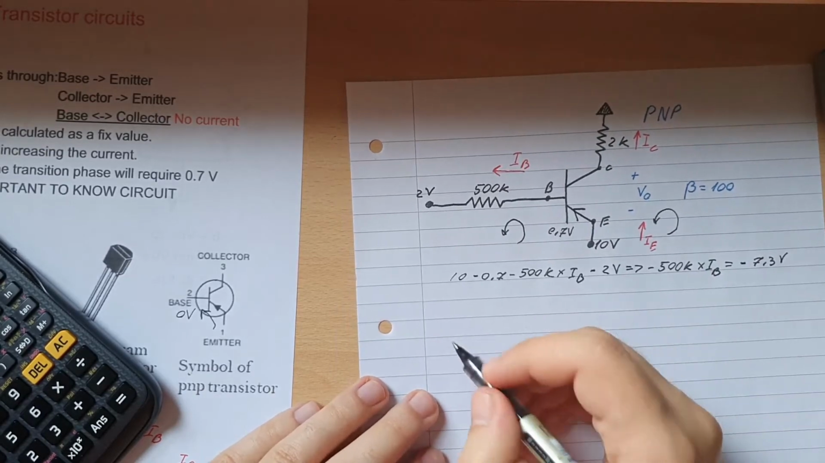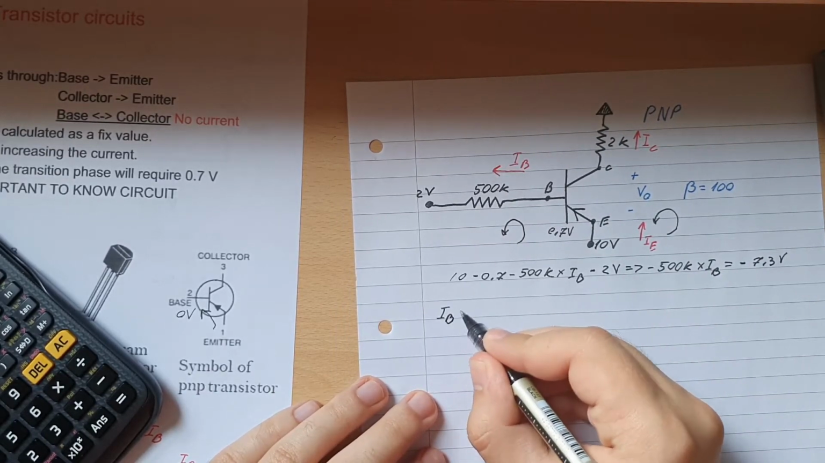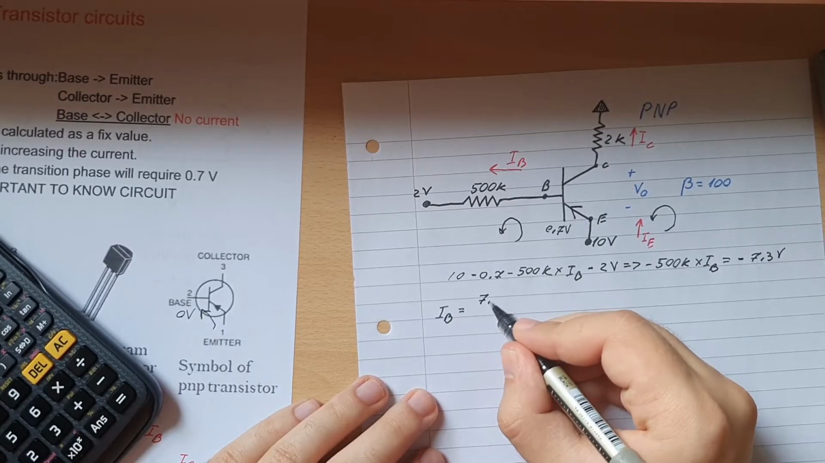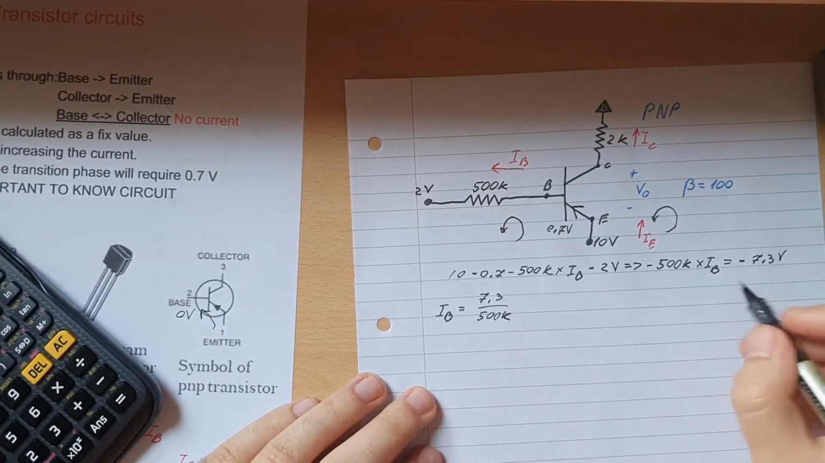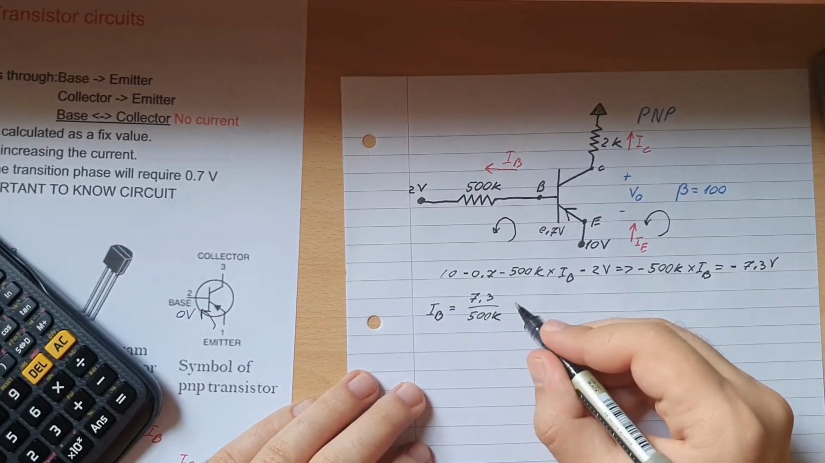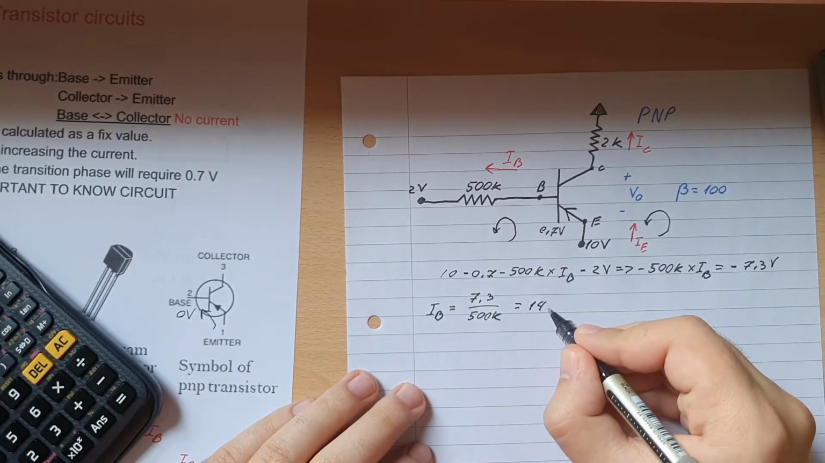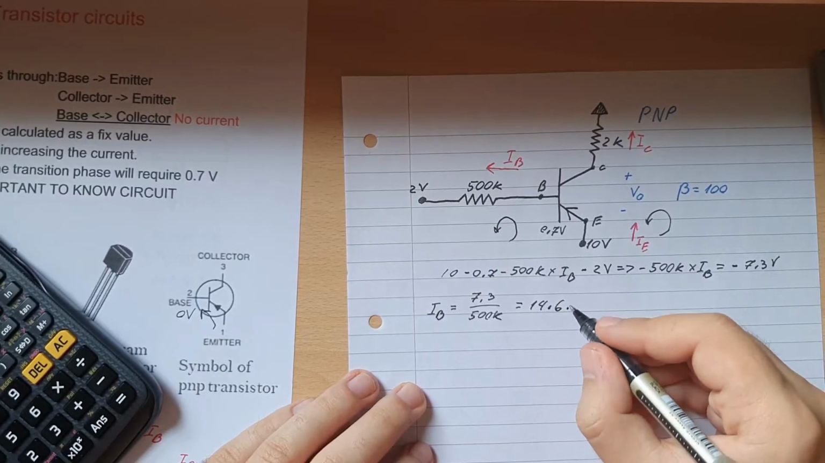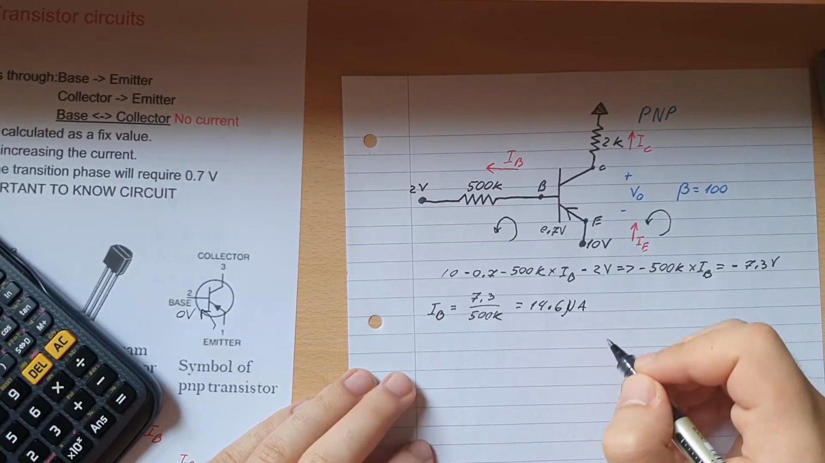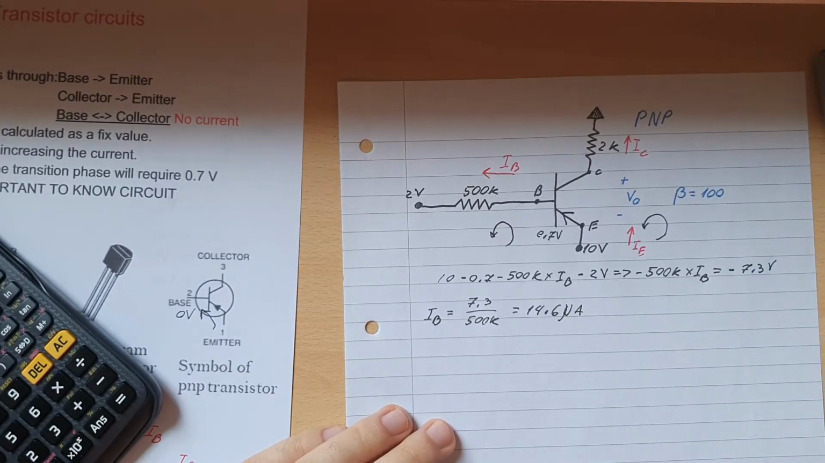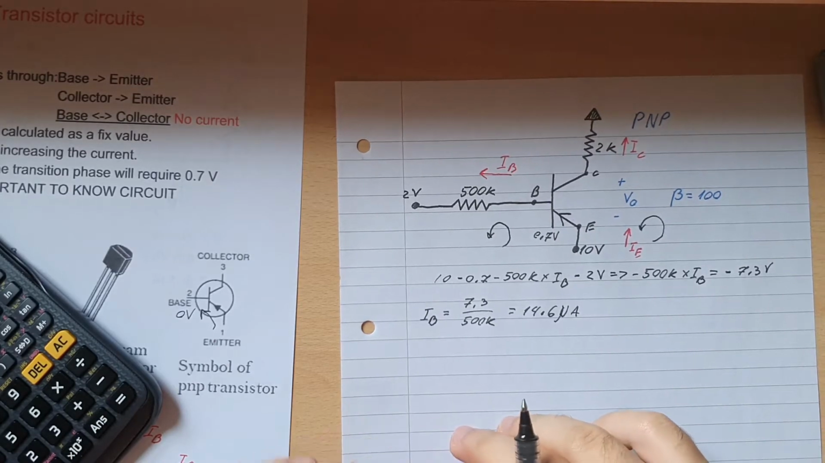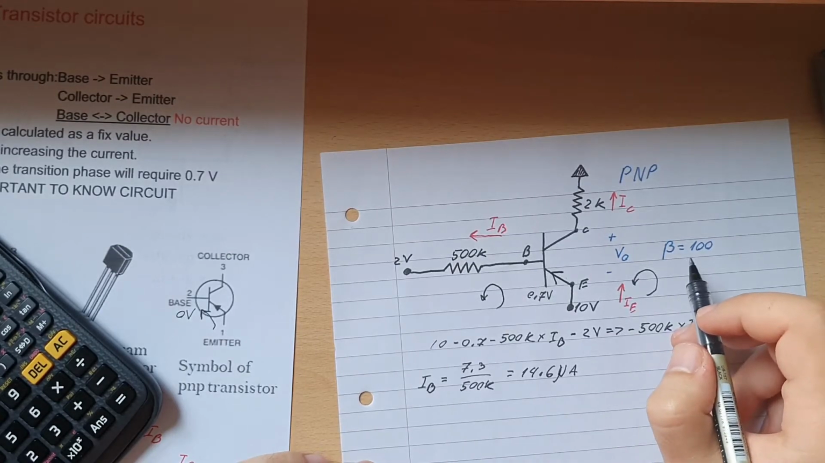Okay, then IB would be equal to 7.3 over 500k to find IB, and that will simply be an extremely small amount of only 14.6 microamps. There you go. So we can already see how useful transistors are at detecting very small signals and making them a lot bigger, because this has a gain of 100.